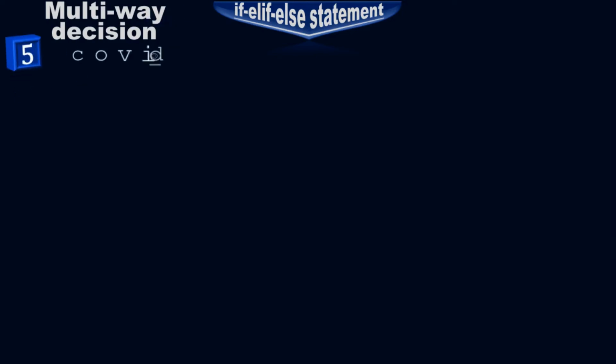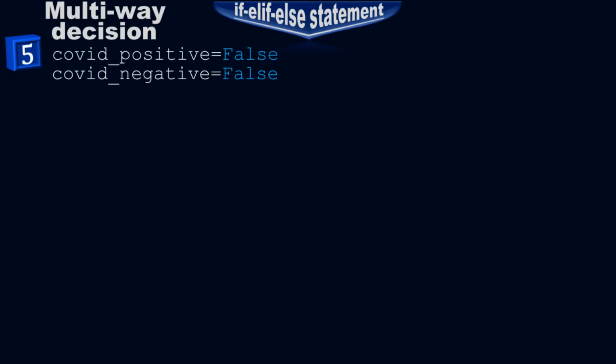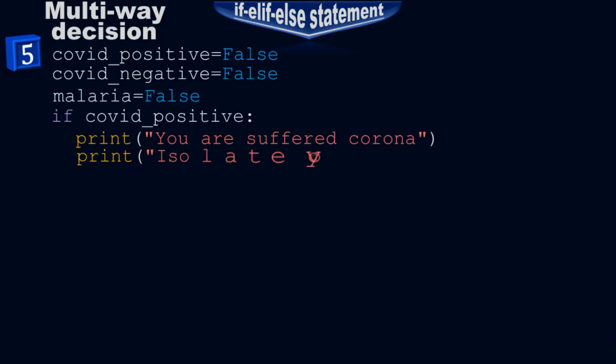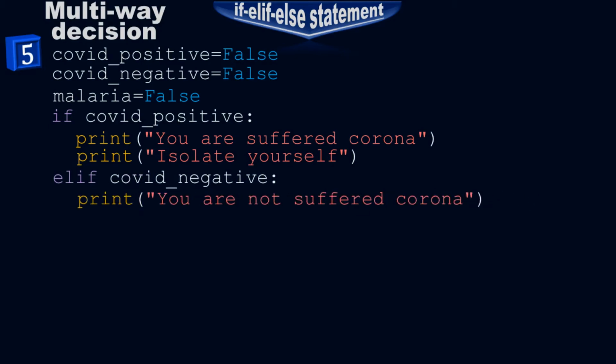Example number 5. COVID positive equals false. COVID negative equals false. Malaria equals false. If COVID positive, then take the point of you have suffered corona, and also take the point of isolate yourself. If COVID negative, then take the point of you have not suffered corona. Also take the point of don't forget to follow SOPs.